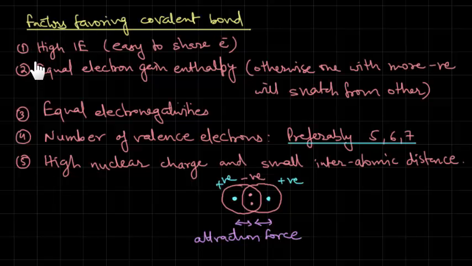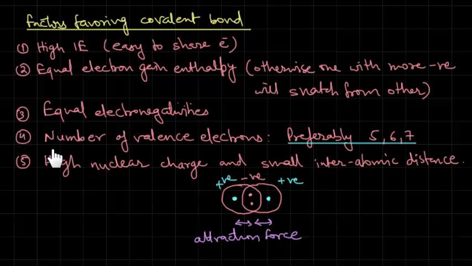Factors favoring covalent bond: high ionization energy. That means it's easy to share an electron, because if the ionization energy was low, then it will have a tendency to donate an electron. High ionization energy means the atom is reluctant to give away its electron, but it is acceptable for an atom to share it. Equal electron gain enthalpy. So the tendency to attract an electron has to be equal. Otherwise, if one has more tendency to attract the electron, it will just take the electron from the other atom.